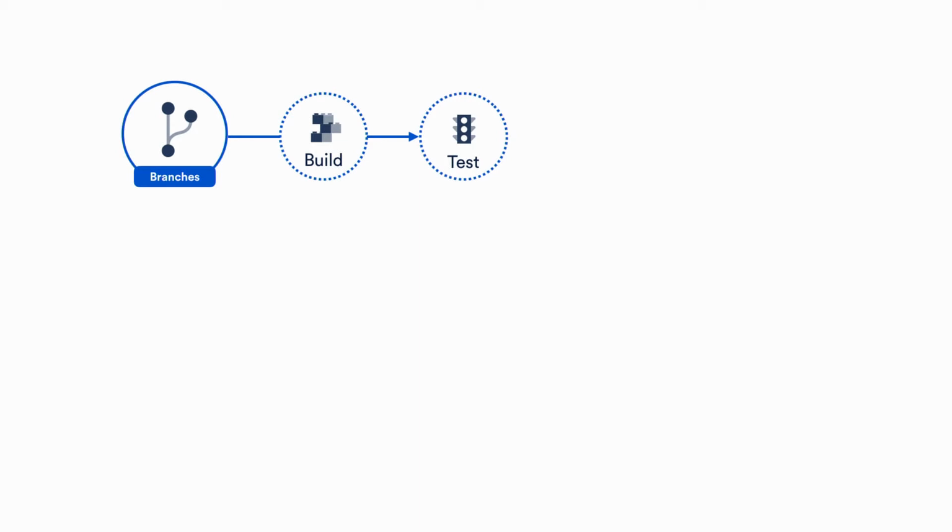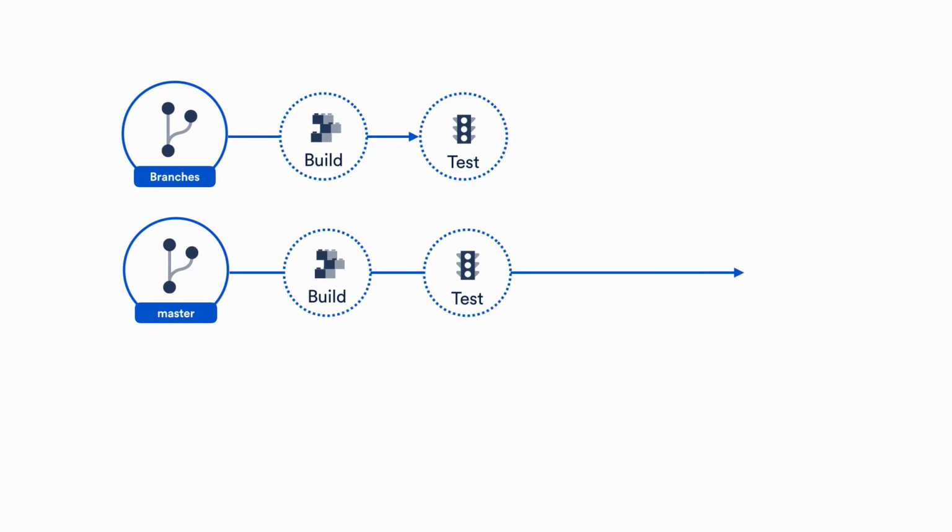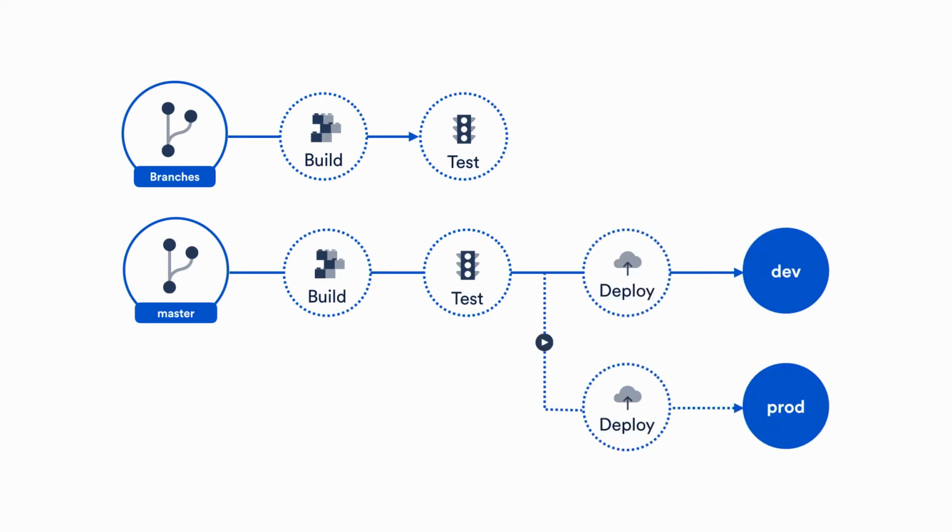So any branch is just being built and tested, no deployment happens. Master is built and tested, deployed to dev. And it's a manual step to say, okay, I'm quite happy with that build. Now I want to push that out to production. That's kind of my goal, to deploy that add-on.